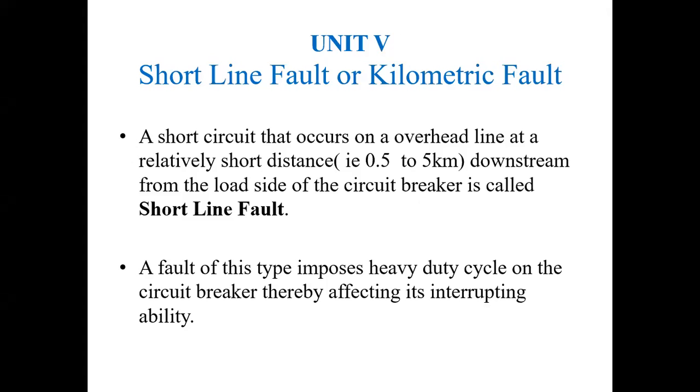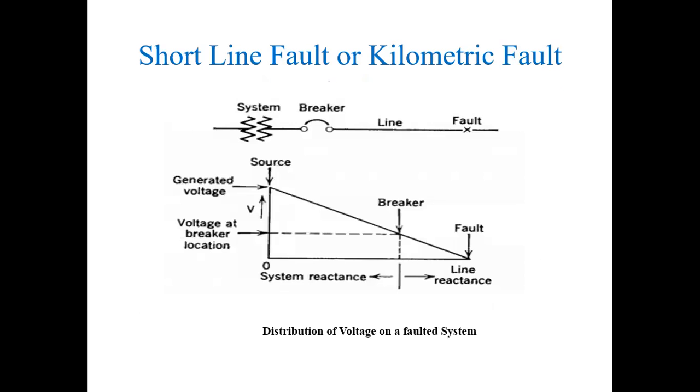A short circuit that occurs on an overhead line at a relatively short distance of 0.5 to 5 kilometers from the load side of the circuit breaker is called a short line or kilometric fault. When this type of fault occurs, it imposes a heavy duty cycle on the circuit breaker, thereby affecting its interrupting capacity. That is, it will take more time to interrupt the circuit breaker operation.